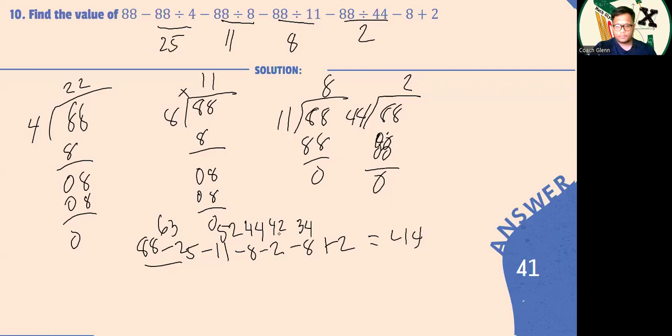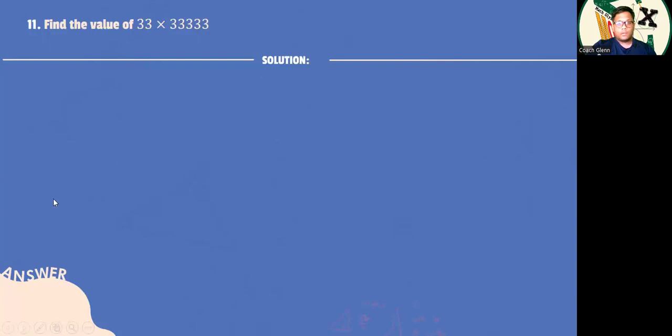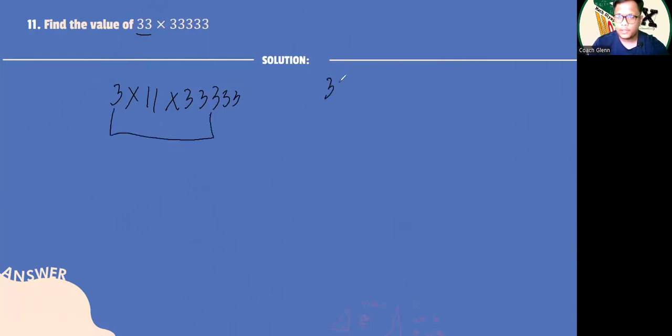Solve the next problem. Okay, for this one, find the value of 33 times 33333. Our technique here is first, we turn this one into 3 times 11. After that, we solve this one. 3 times 33333 is just equal to 99999.